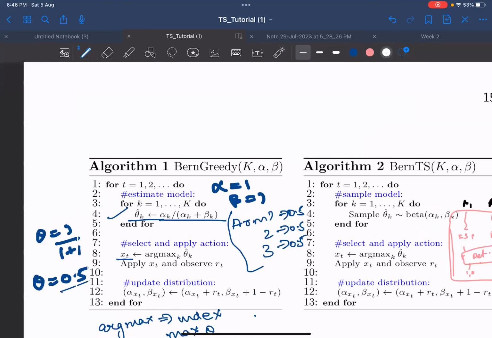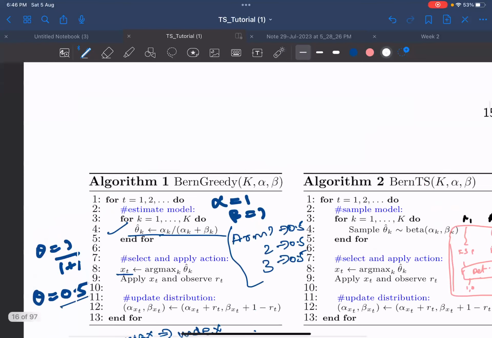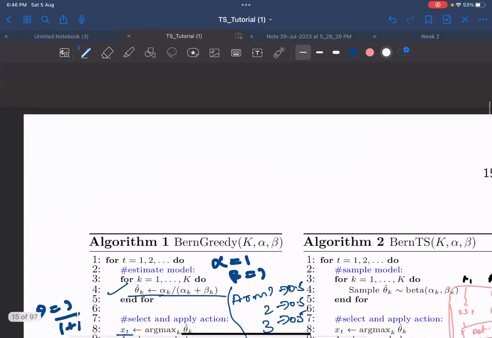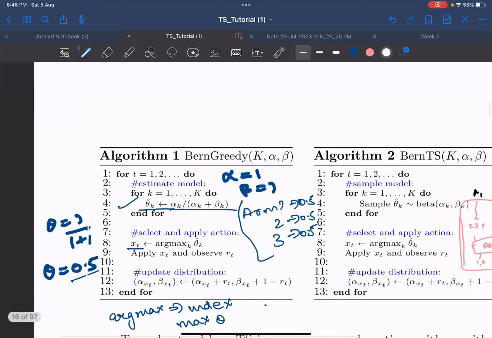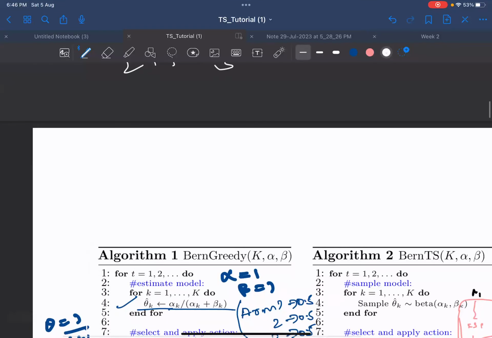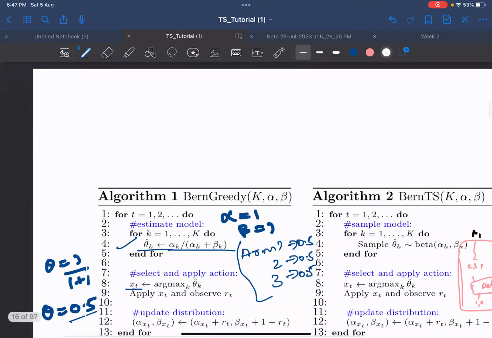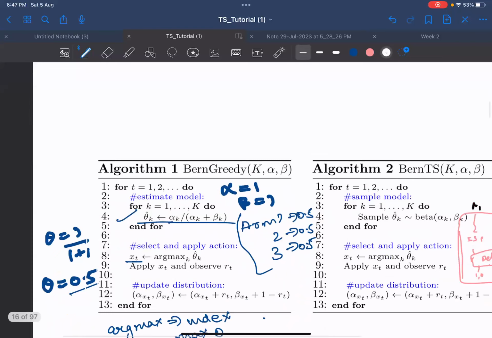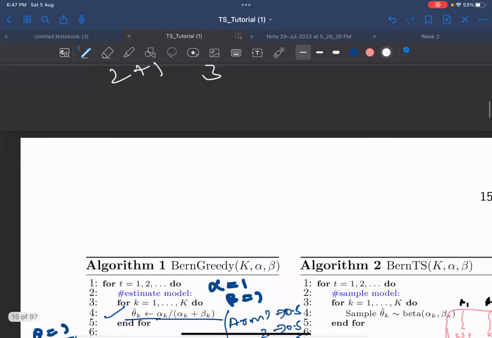Ma'am, I just wanted to ask one question. Say we get a reward 0 for this one, and we keep getting a reward 0 a number of times. So alpha would remain the same and beta would increase. So won't the probability of arm 1 go down? Yes, yes. That is what the algorithm does.